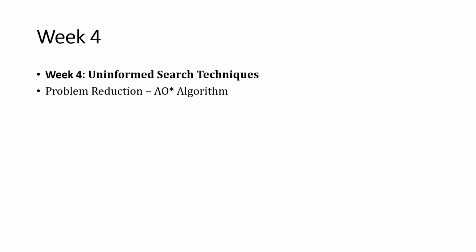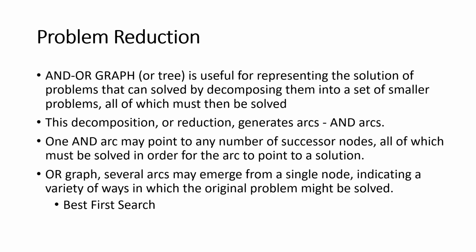This session we will discuss the uninformed search technique, AO star algorithm. We can start with an example. Suppose we want to build a mobile app. Is it possible to finish it in one step? No. So we can break it into different steps: UI design, backend and testing. This is called problem reduction. Problem reduction means solving a big problem by dividing it into smaller subproblems. The main problem is solved when the required subproblems are solved.